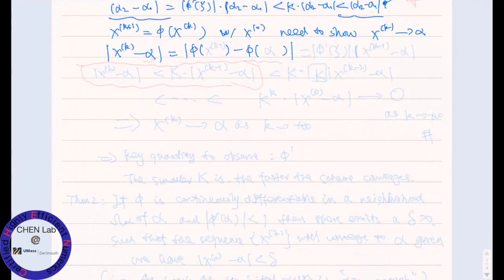x_k is easy, right? That's from the iteration. x_k is phi of x_k minus 1. That's for sure, because that's how the scheme works, what I just wrote down. x_k plus 1 is phi of x_k for any k, right? So what about alpha? Alpha is equal to phi of what? Anybody?